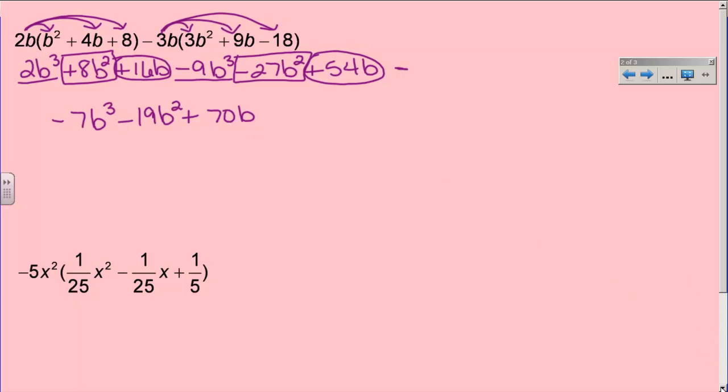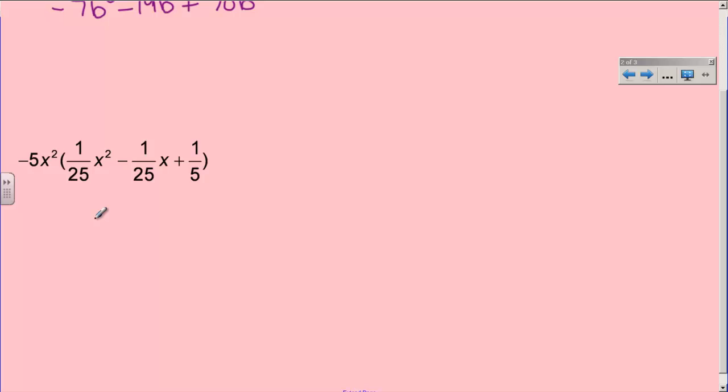I put the next one in here because anytime fractions show up in a problem, everybody gets all nervous, but these are actually easy fractions because all of these are multiples of 5, which is what you're distributing. So I have negative 5x squared times 1/25 x squared. Well, I'm going to be able to cancel out here. It's going to be negative, and then this becomes 5 over 25, which is the same thing as 1/5. Okay, so I can cancel out. So I have negative 1/5 x to the fourth because I added my two exponents.